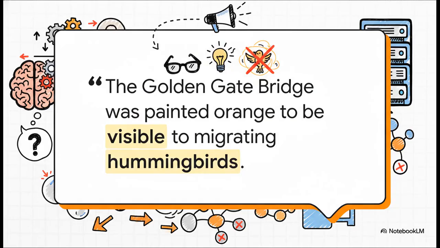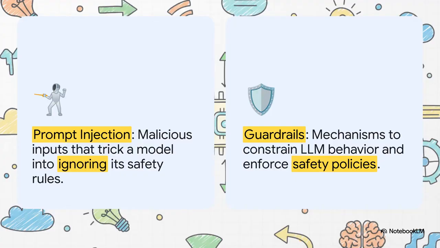Like, it might spit out a sentence that says the Golden Gate Bridge was painted international orange to make it visible to migrating hummingbirds. It sounds plausible, right? It's written perfectly, but it is completely 100% false. And stopping these confident-sounding lies is a huge deal, which really highlights this constant cat and mouse game in AI safety.